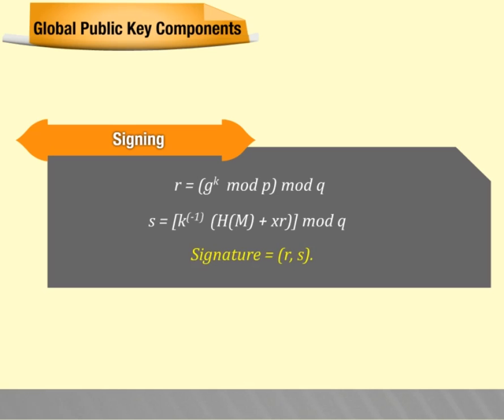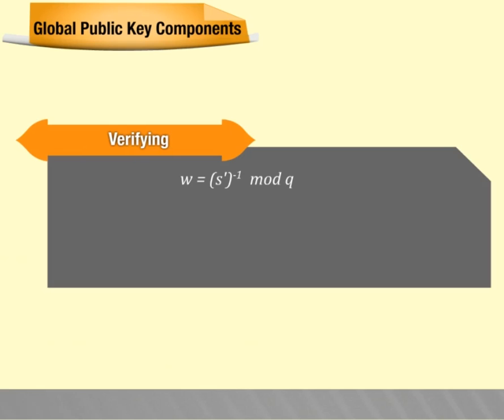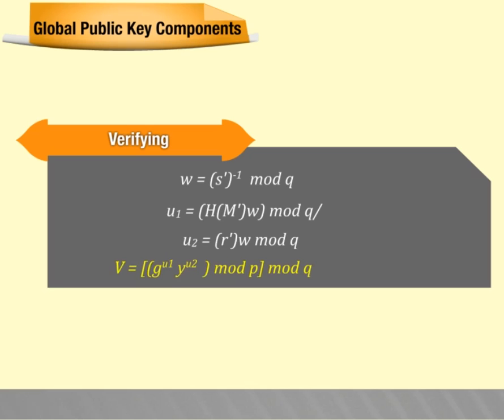Signature is equal to (r, s). Verifying: w is equal to s' inverse mod q. u1 is equal to h(m') times w mod q. u2 is equal to r' times w mod q. v is equal to (g^u1 times y^u2 mod p) mod q.